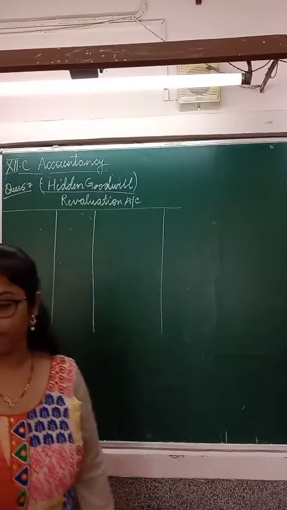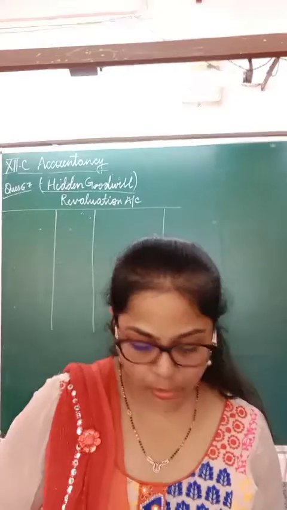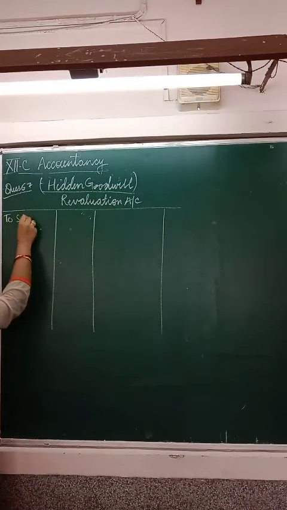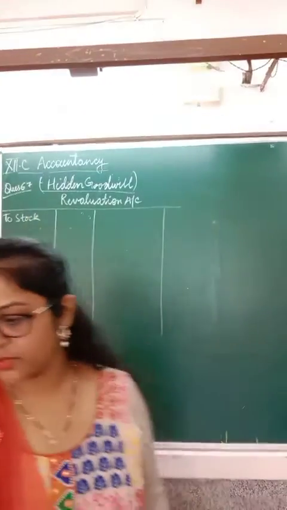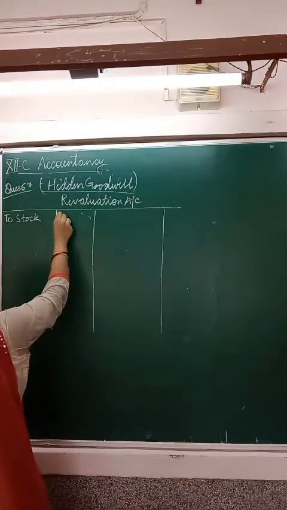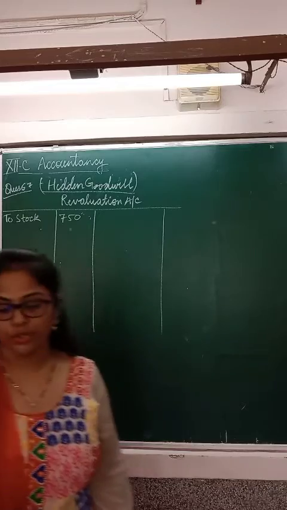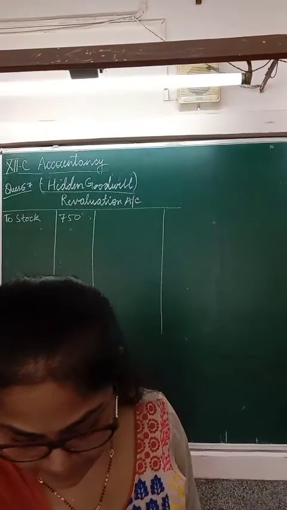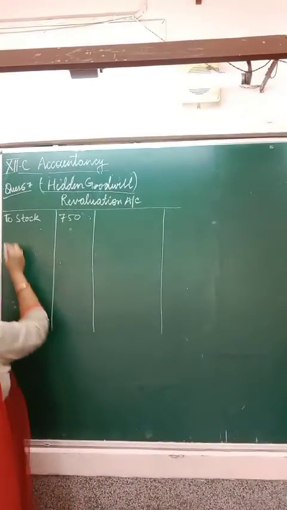Now let us consider the following adjustments. The question says stock to reduce by 5%. So to decrease in the value of stock, how much is it? It is rupees 15,000 minus 5%. The total amount of 5% on stock is rupees 750. Then, provision on debtors is to be provided at rupees 500.